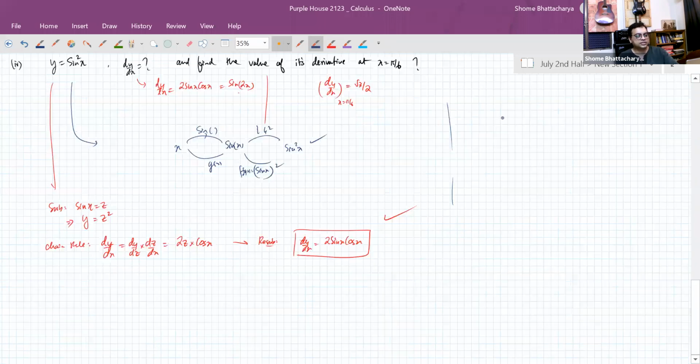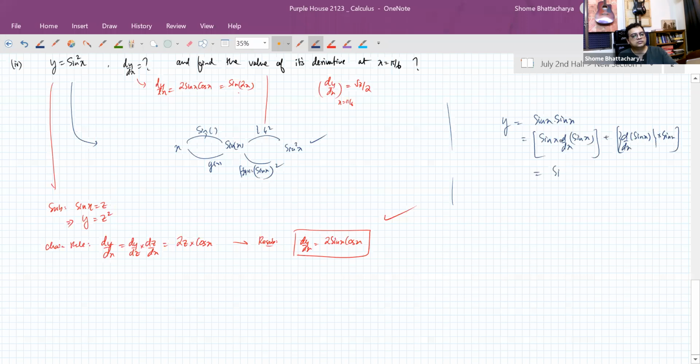You can just write it as sin x into sin x. So it becomes sin x into differentiation of sin x plus differentiation of sin x, the whole thing into sin x. And that's it. You get the same thing. So if you've done it by this method also, it's good. It's an alternate way of doing the same thing. Okay. We'll do this also.